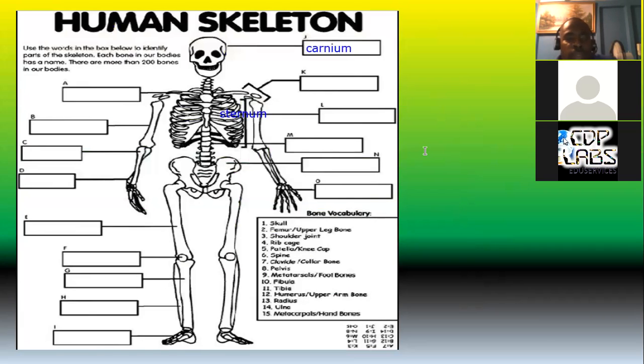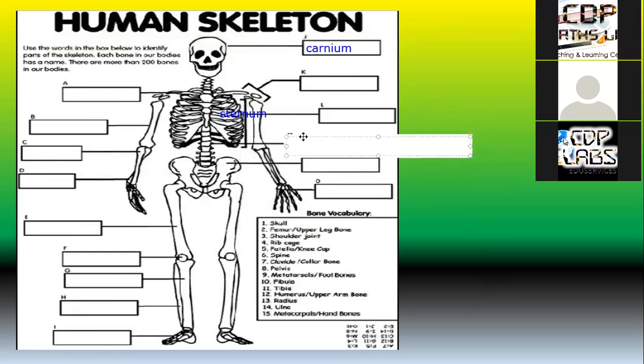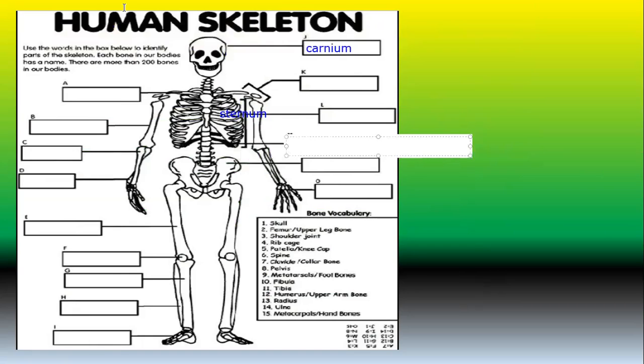Very good. What about this one here? Chevel? This one, sir? Yeah, this one right here. The vertebral column. Yeah, vertebral column. All right, that's the vertebral column.